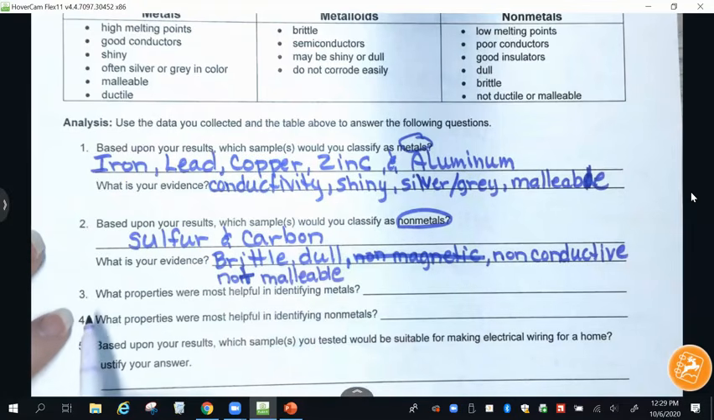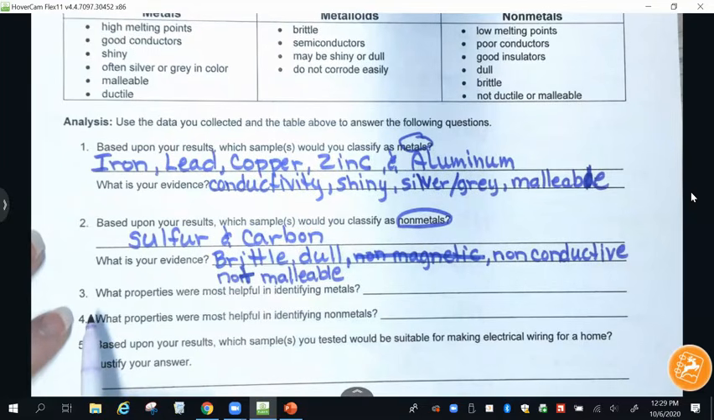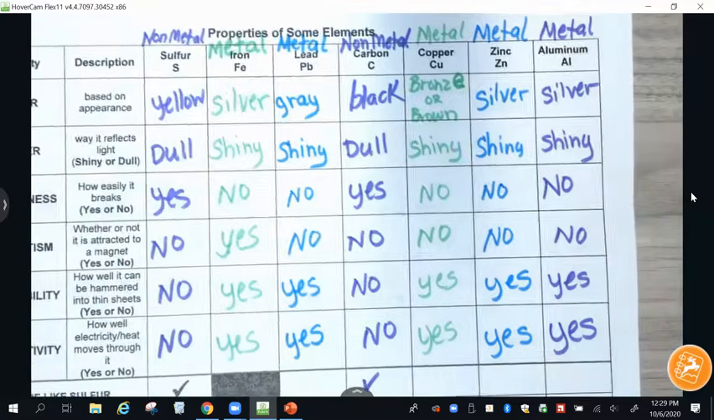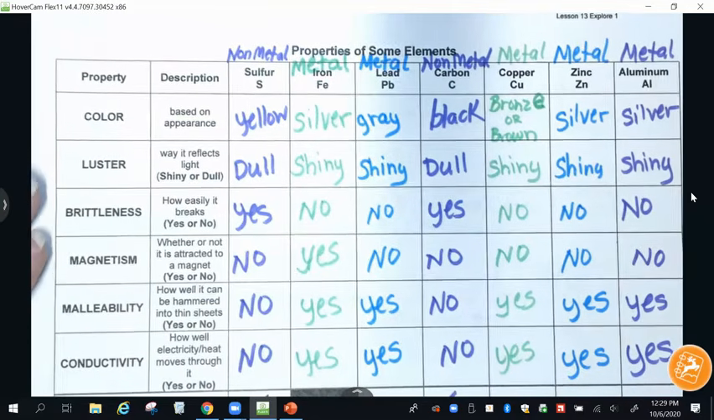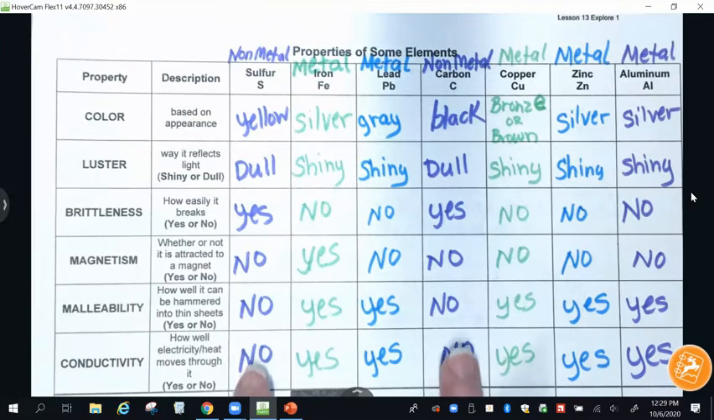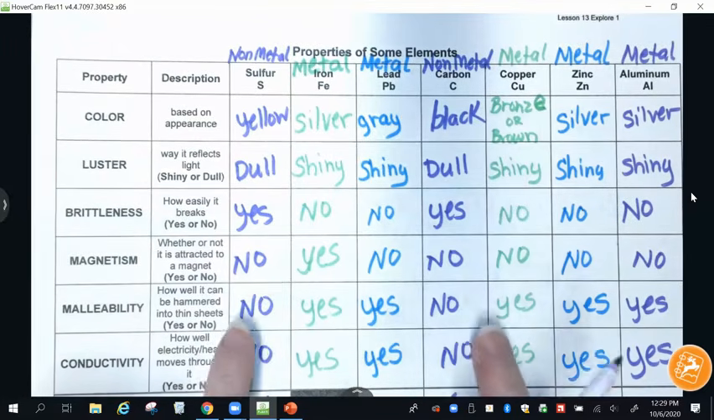All right. Let's move on to number 3. What properties were most helpful in identifying the metals? So what specifically do we want to look for to identify metals? Something that is definitely a difference between the metals and the non-metals. Look at what our non-metals had, these two columns right here, compared to all of our metals. What are 2 things that definitely tell us if it's a metal or a non-metal? Braden.